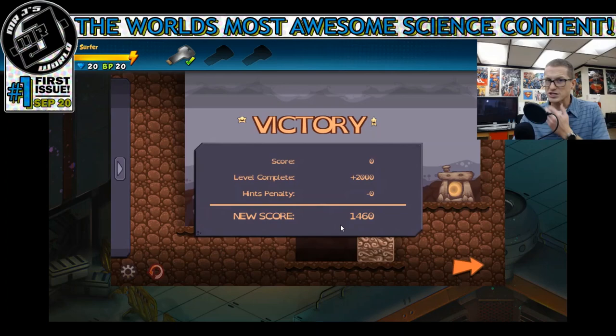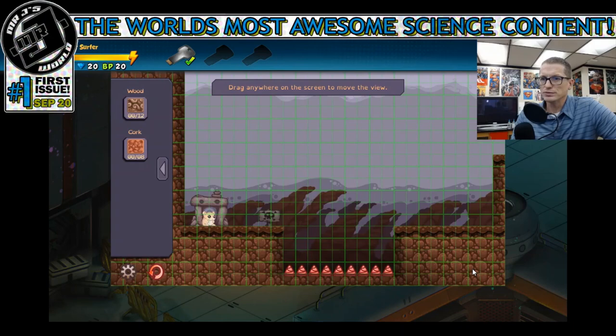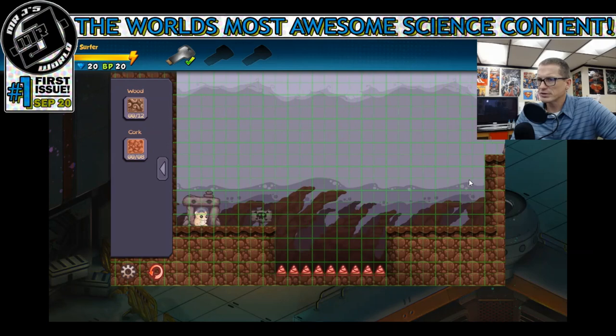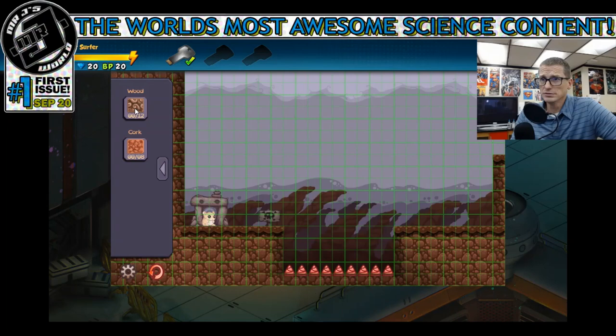Level 2. Drag anywhere on the screen to move the view. Okay, so I can move the view. Oh, there's the house. There's Chin Chin. Okay. So I have wood and I have cork. Cork is pretty soft. Wood is stronger. Cork is a bark of wood. Alright, so I can use 12 squares of wood, 8 squares of cork.